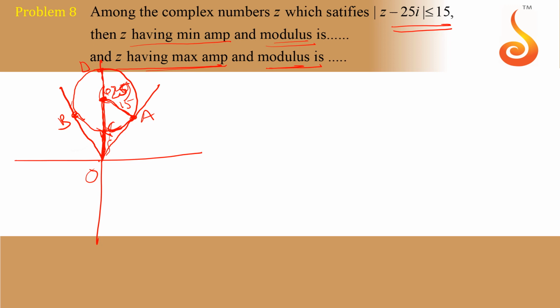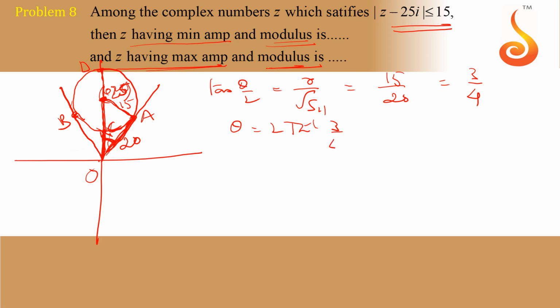So by Pythagoras theorem, 625 minus 225 is 400, so this will be equal to 20. Then you can find this angle by using tan theta by 2 equal to r by root s11. Here r is how much? Radius 15, and root s1 is the length of the tangent, 20. 5 3s are 15, 5 4s are 20. So theta equals 2 tan inverse 3 by 4.